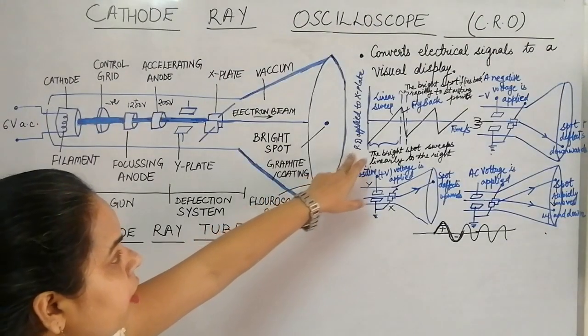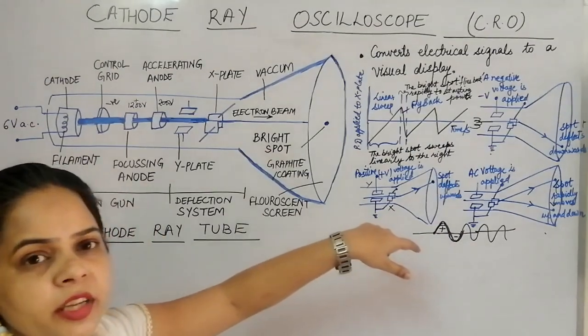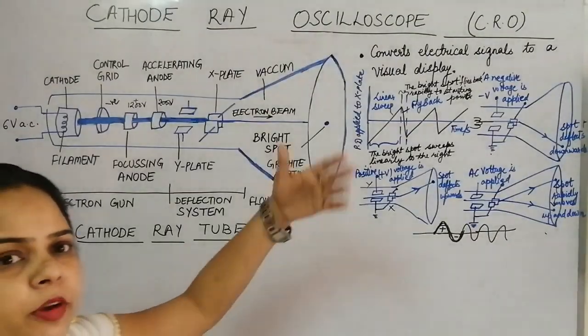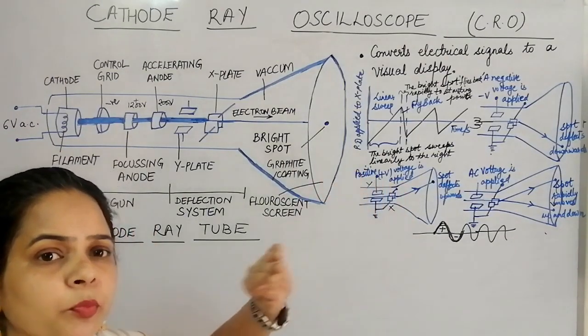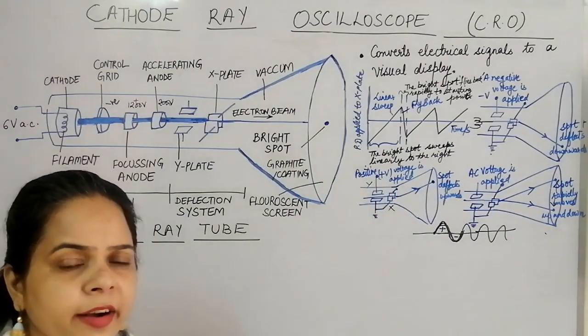Here we have discussed what happens when we apply voltage at the Y plates. Now if we apply the voltage at the X plate, the spot will move left and right.